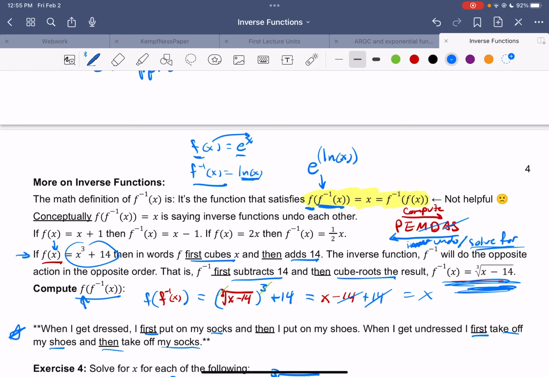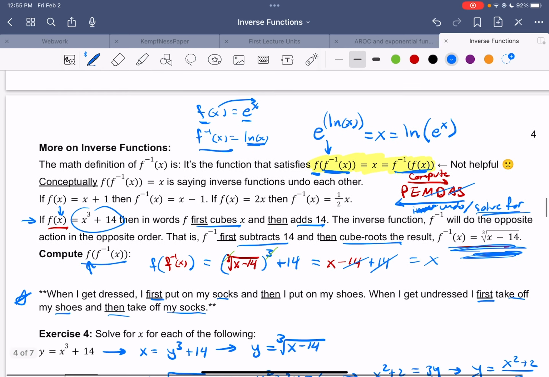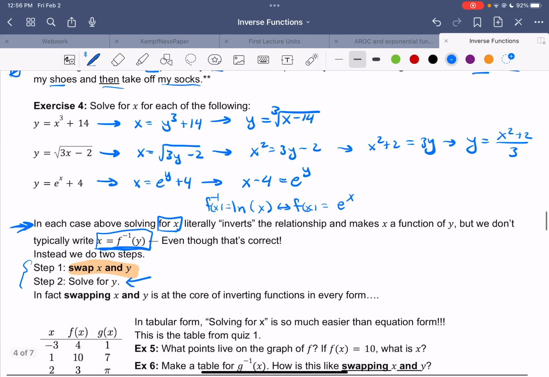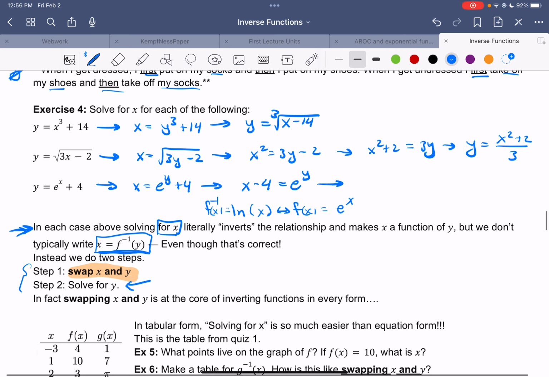F is, make that the power on e, okay? And that will equal x. These two things will undo each other, you'll get x. Similarly, if I took the natural log of e to the x, I would get x, and that's what this one's saying. Natural log is the inverse function of e, so I should apply the natural log to both sides. I have the natural log of x minus 4 is equal to y.